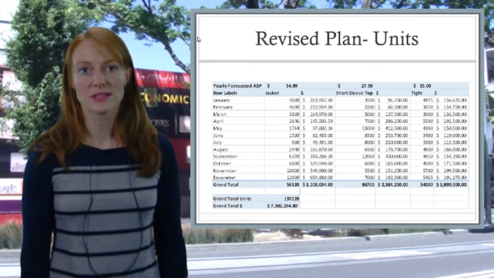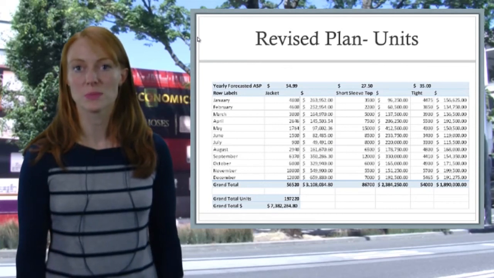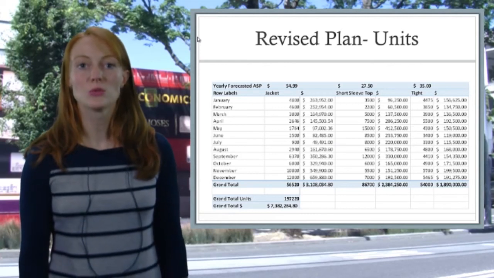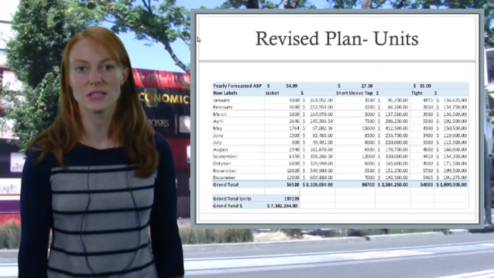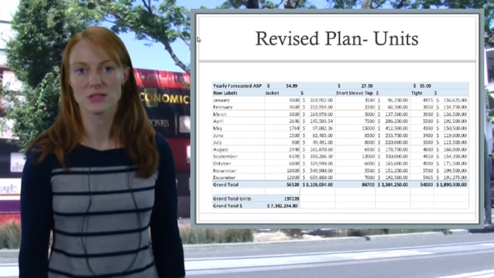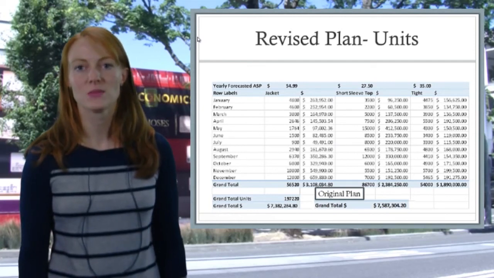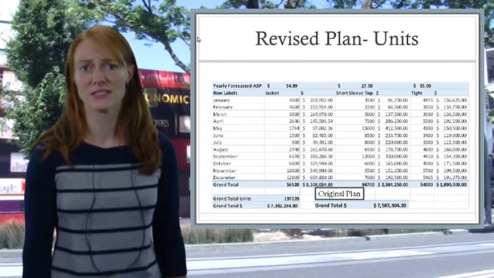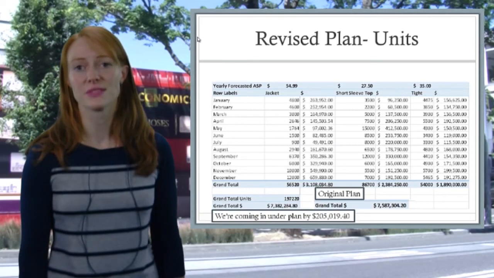Very similar to our last exercise, I want to take my forecasted ASPs times my new anticipated demand on each of the products and figure out what that looks like as a financial plan. When I roll this up, I see that my new plan is coming in at about $7,382,000. Let's look back at what our original plan was. It was $7,587,000. So we actually have a little bit of a gap there. It's about $205,000.